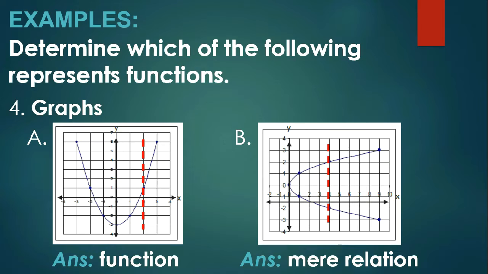So, paano gamitin si vertical line test? Given our graph, if we try to draw several vertical lines in our graph, function siya kapag once lang na-touch ni vertical line yung ating graph. Relation na lang siya kapag na-touch ni vertical line yung graph ng mahigit sa isang beses. Just like in example B.